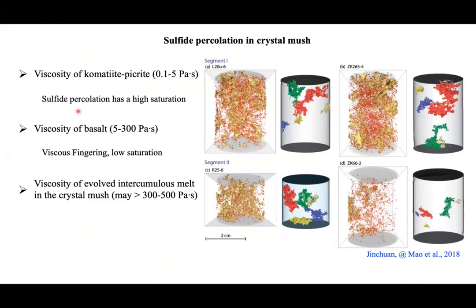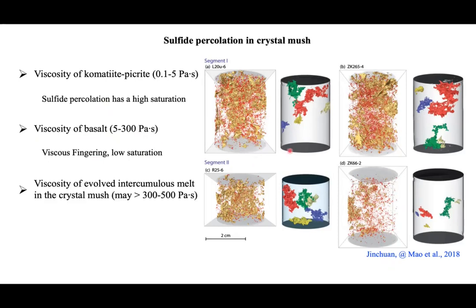So the sulfide percolation in this system will have a high saturation, meaning the sulfide can occupy a high fraction of the space. But if we think about the viscosity of the basalt, it is very large. So the downward percolation of the sulfide may be viscosity-fingering, and it can only occupy a small fraction of the space.